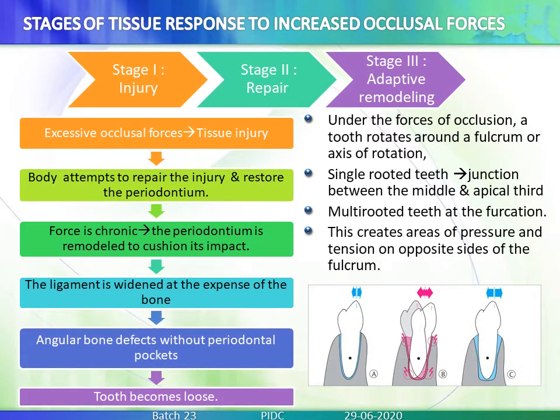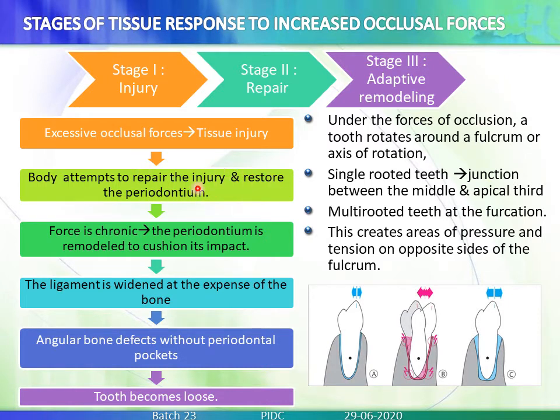Now coming on to the stages of tissue response to increased occlusal forces, there are three types of tissue response. The first stage is injury, the second is repair, and the third is adaptive remodeling. So we'll go through this flow chart which tells what happens to the tissues when there is going to be an increased occlusal force. Here you can see that whenever there are excessive occlusal forces, tissue injury results. The body does not keep quiet; it attempts to repair this injury and restore the periodontium.